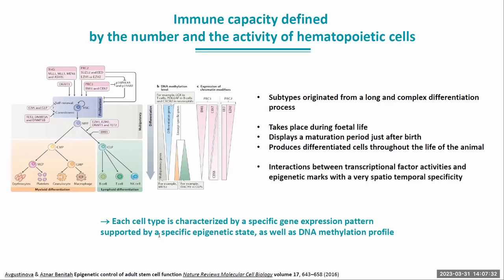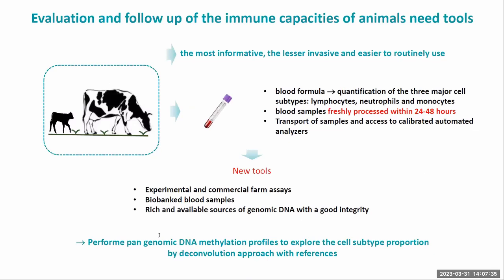And the evaluation and follow-up of the immune capacities of animals need tools that are the most informative, the least invasive, and easier to use routinely. Currently, the blood formula is performed to quantify the three major cell subtypes: lymphocyte, neutrophil, and monocyte. But this assay needs a fresh blood sample freshly processed, with transport of the sample and access to a calibrated automated analyzer.